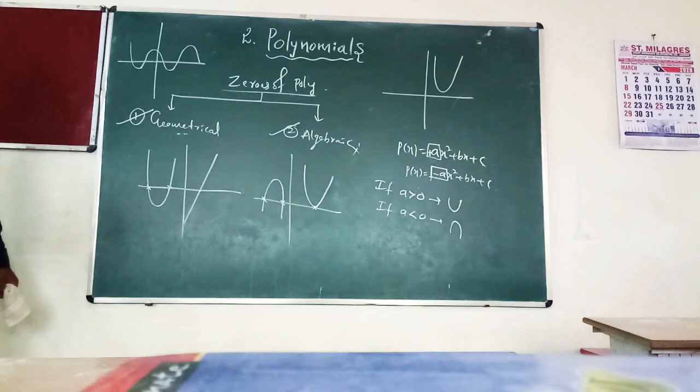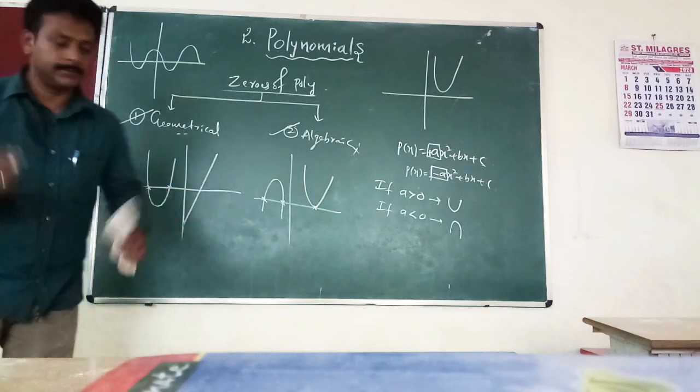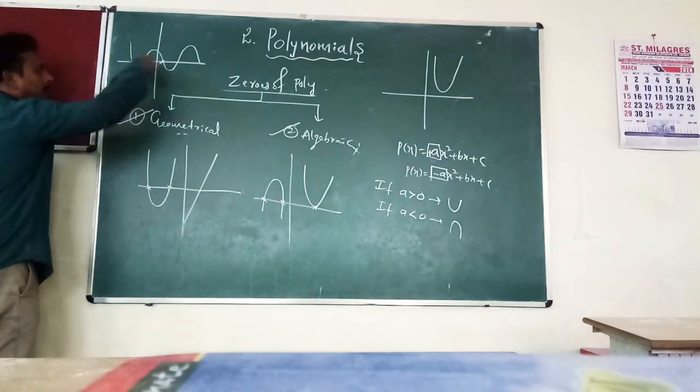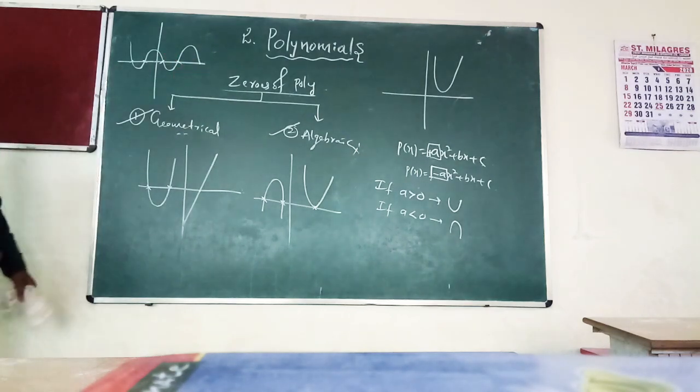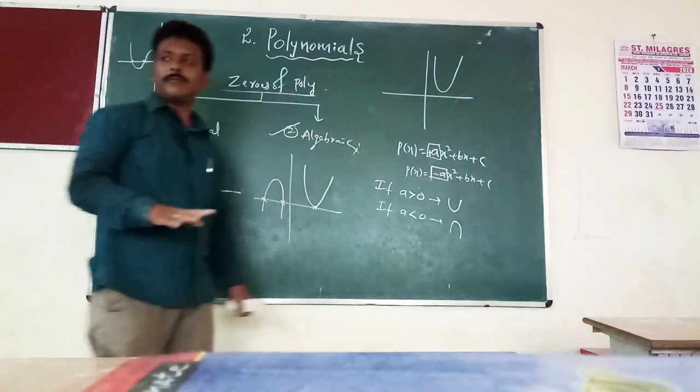Only same question you have to think. That graph is intersecting the x-axis how many times? Number 1, number 2, number 3, number 4, fifth one is touching. Okay, so how many zeros can it have? 1, 2, 3, 4, 5. This graph has 5 zeros.